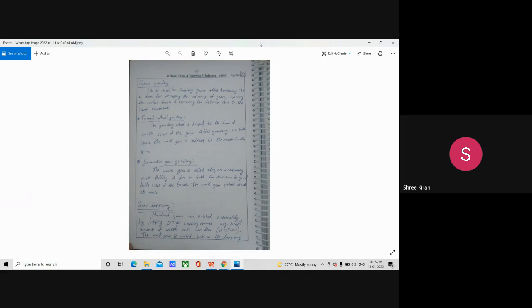Then we come to form wheel grinding, where the grinding wheel is dressed to the form of the tooth space of the gear. In the case of form gear grinding, the grinding wheel is dressed to the form of the tooth space of the gear. After grinding one tooth space, the work gear is indexed to the next tooth space.